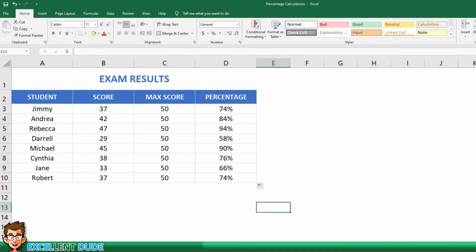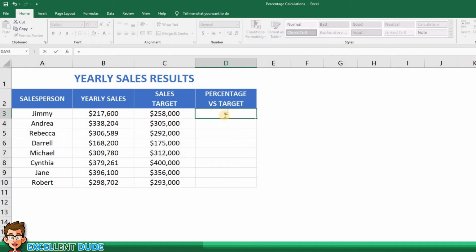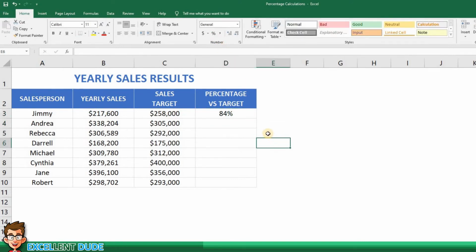The next example I'll do is for percentage change between two values. I have a list of salespeople and their yearly sales versus their sales targets. I could use the same formula as we did in the first example. This would be equals B3 divided by C3, and that would result in a value of 84% for Jimmy, which means he achieved 84% of his sales target.